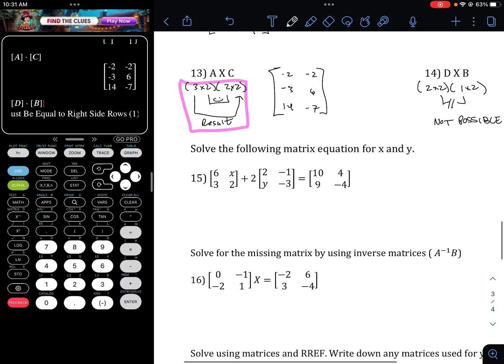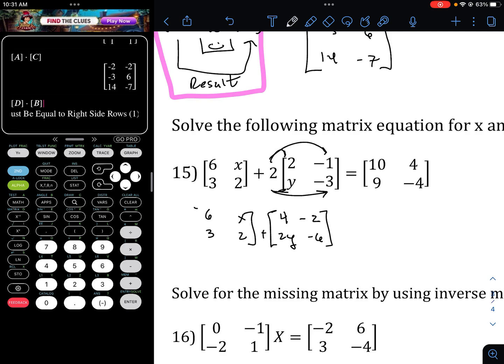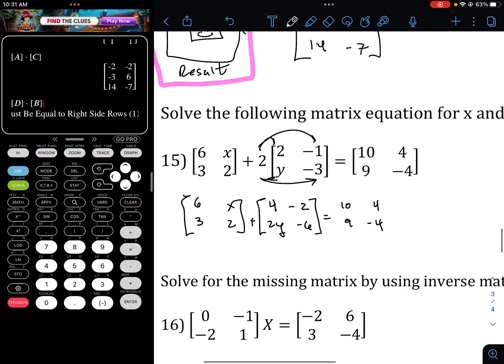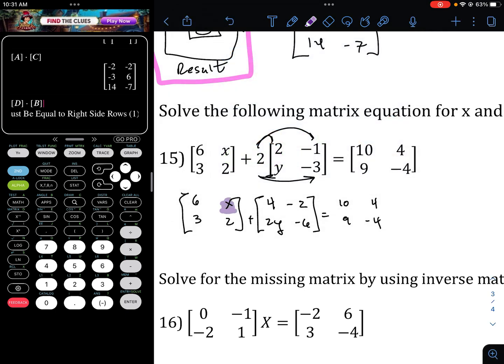Okay. Solve the following equation for x and y. First off, let's distribute the 2 in front. That's going to be helpful. So this is going to be 4 minus 2, 2y, and minus 6. Matrix on the left. From here, you can remember that each part can be added to its corresponding part. So we're doing x plus -2. Similarly, we are worried about the 2y section, 2y and 3.